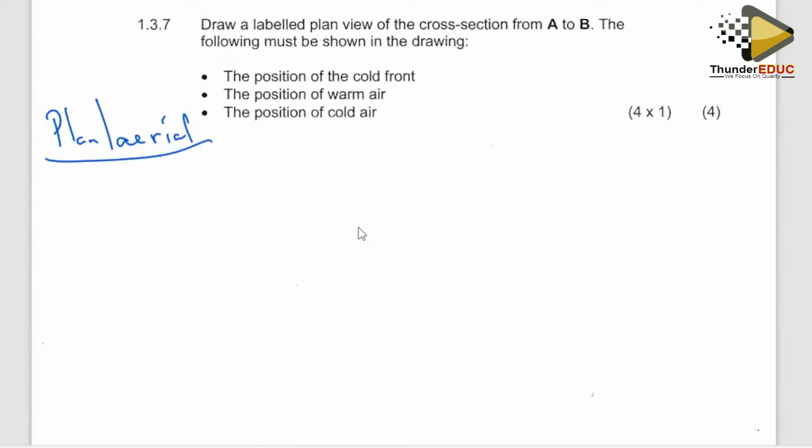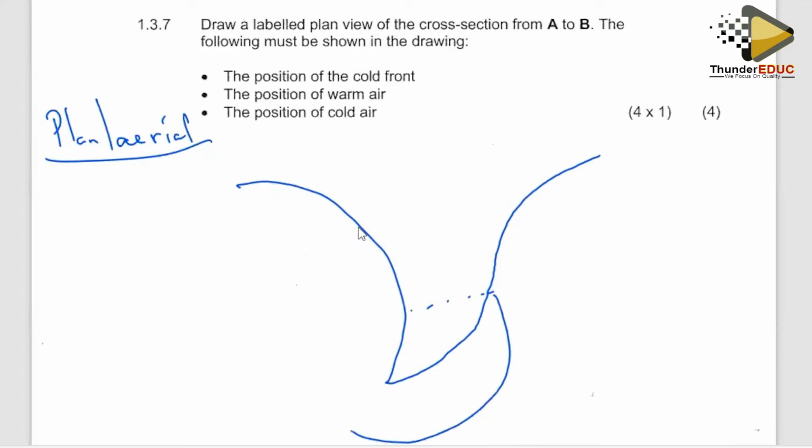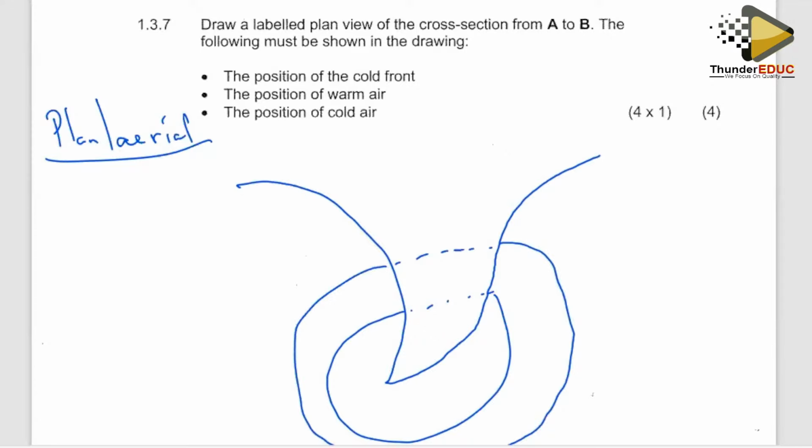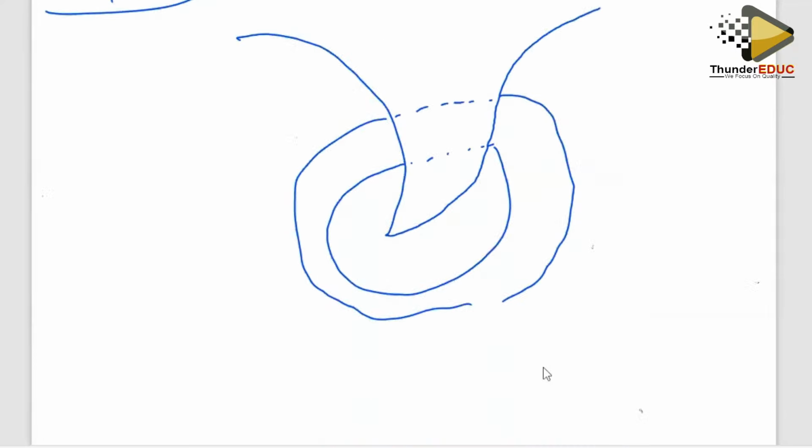So you must not use the cross-section view. You must use the plan view. For the plan view of the weather system, you're supposed to draw something like this. This is your cold front, and our weather system has reached maturity, which means our home sector is narrowed. You draw that, and then you draw your isobars going right round. You put the other isobar going right round, like this. Something like this. These are isobars.